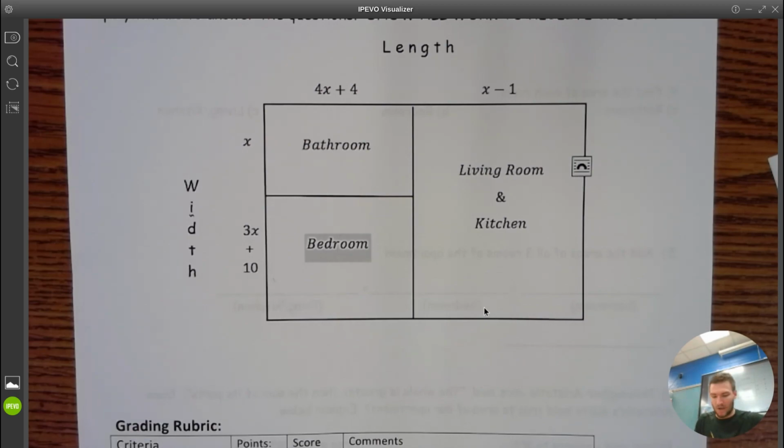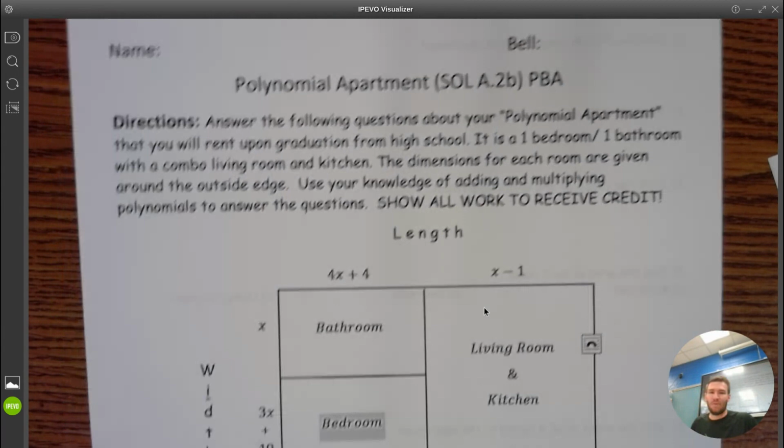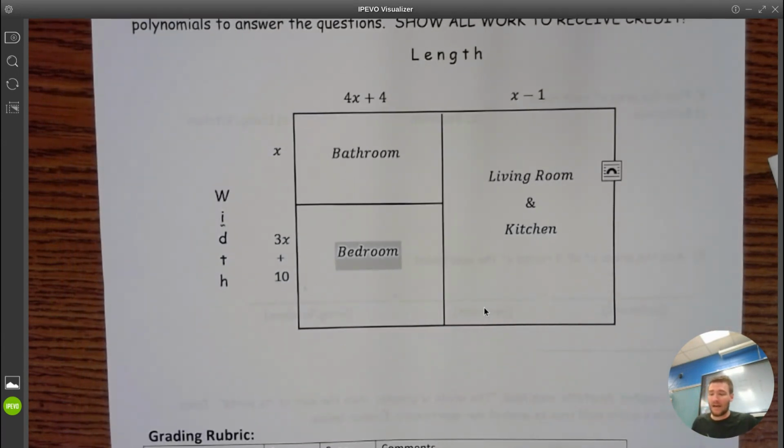Right, everybody, we're going to talk about the culminating assessment, the polynomial apartment. I actually think, unironically, this is a good culminating assessment. We do some of them that I don't like. I like this one. It's relatively short. It's relatively easy. It's 5 questions, but it's also kind of nice.